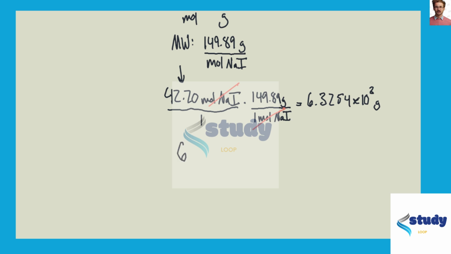So our final answer should be 6.325 times 10 to the third grams, or if you're more comfortable, 6,325 grams. Same answer.